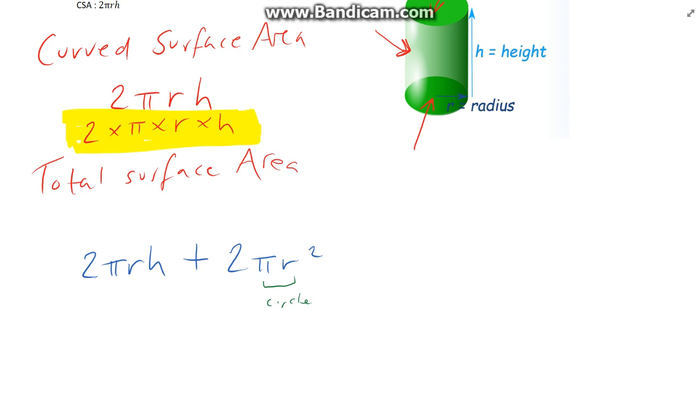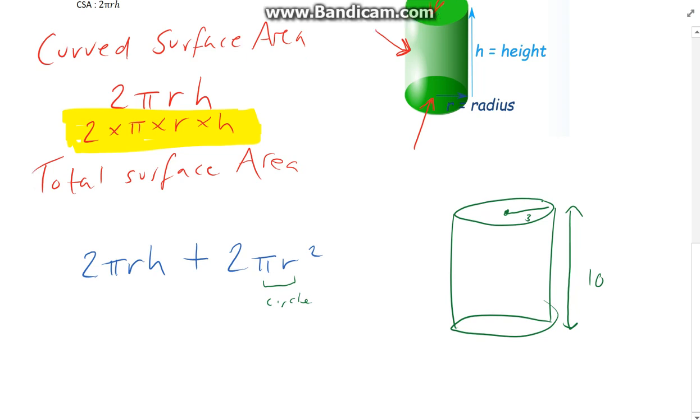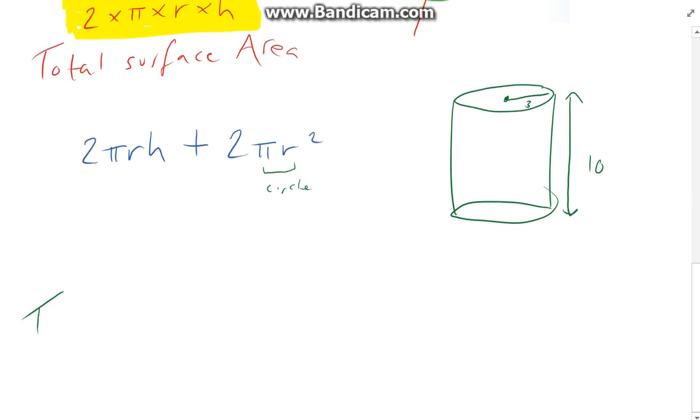So if we remember, we'll just draw the cylinder that we had earlier on. We knew that the radius, from the top of the circle in, was 3, and the height of the cylinder we said was 10. So if they asked us to find the total surface area of this, we can go to our log tables, but our log tables is only going to tell us the curved surface area, so we need that in order to find the total surface area anyway.